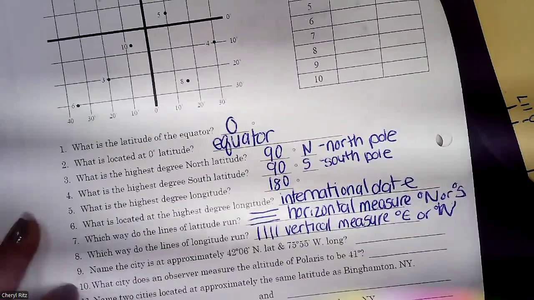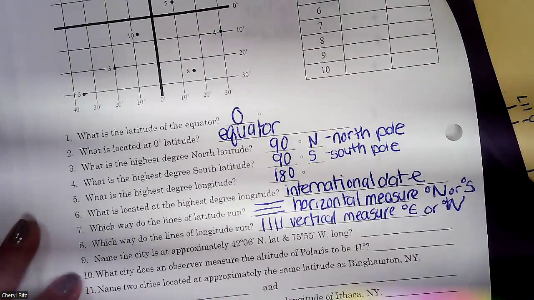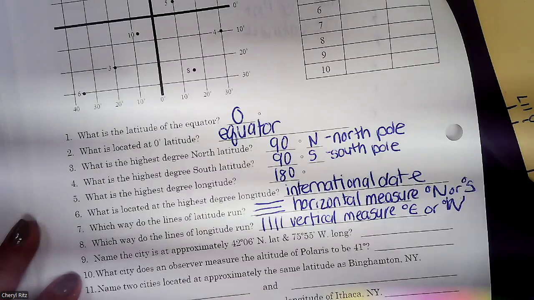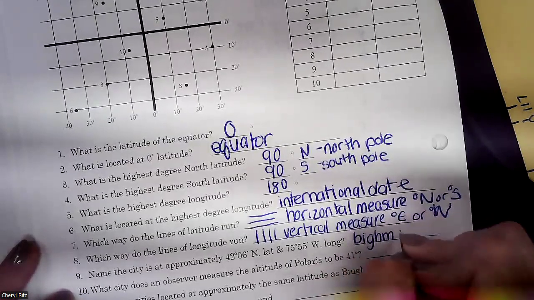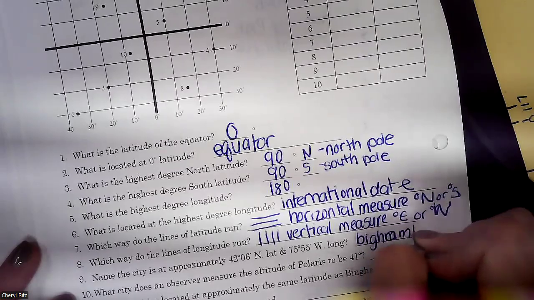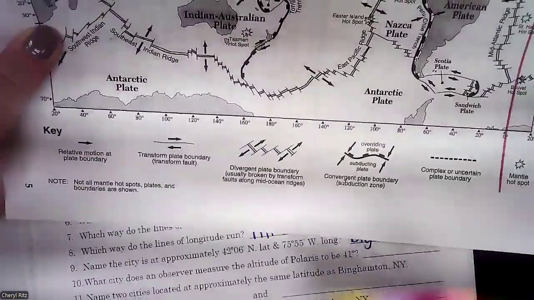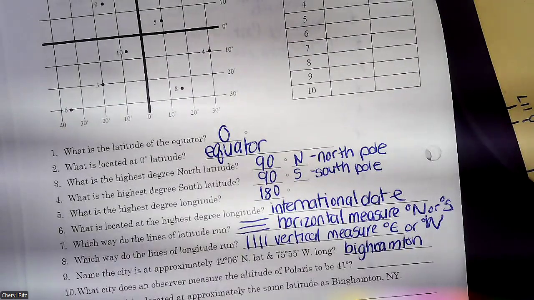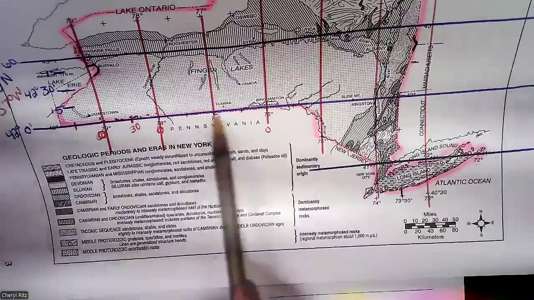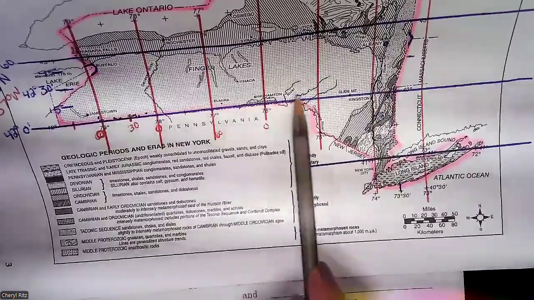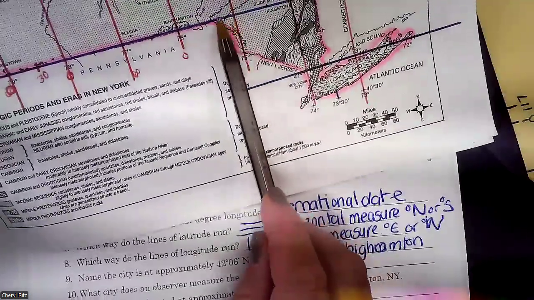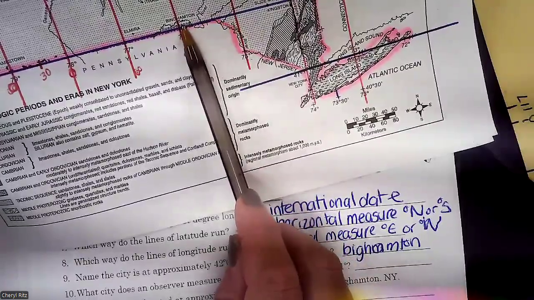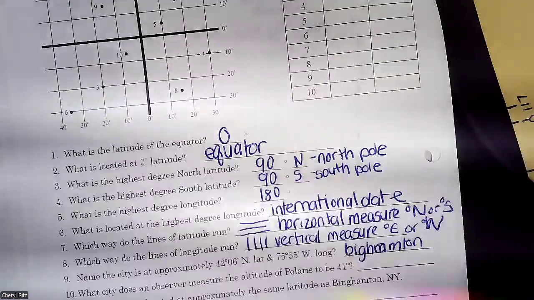Using the reference table on page 3, did you figure out what city was here at 42 degrees 6 minutes and 75 degrees 55 minutes? Binghamton. So again, we were just a little bit above 42, so literally all of these were looking like they were going to be it. But the 75, so here's 75, 55 minutes is almost to 76. So that's Binghamton right there.